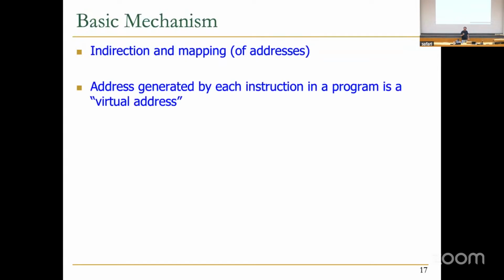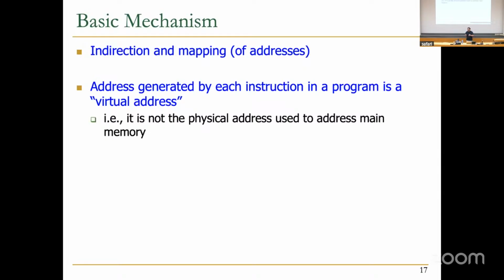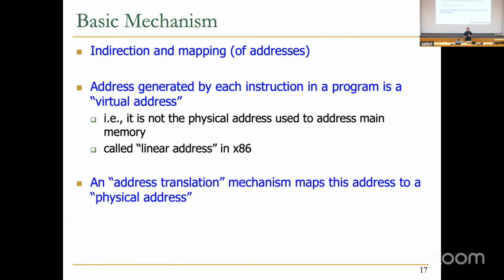And why do we need that? Because when you write your programs and the program generates an address, you express your data structures using virtual addresses. But we cannot use the virtual address to access the actual physical device because we do not know the physical location of the data based on this virtual address. This virtual address is called the linear address in the older x86 systems.